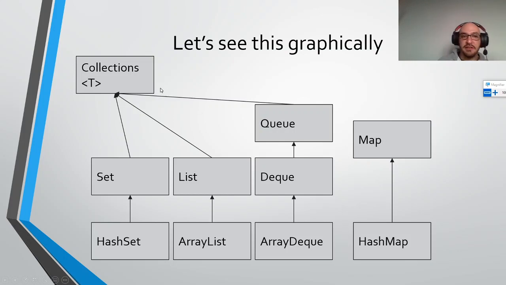As I mentioned, the map, which is also an interface, is not part of the collection framework. That's why it's kind of on its own. One concrete implementation of the map would be hash maps. There are other implementations of all of these structures. There are other types of sets, other types of lists, other types of queues, and other types of maps, but we have an example of each one here that we can actually use.